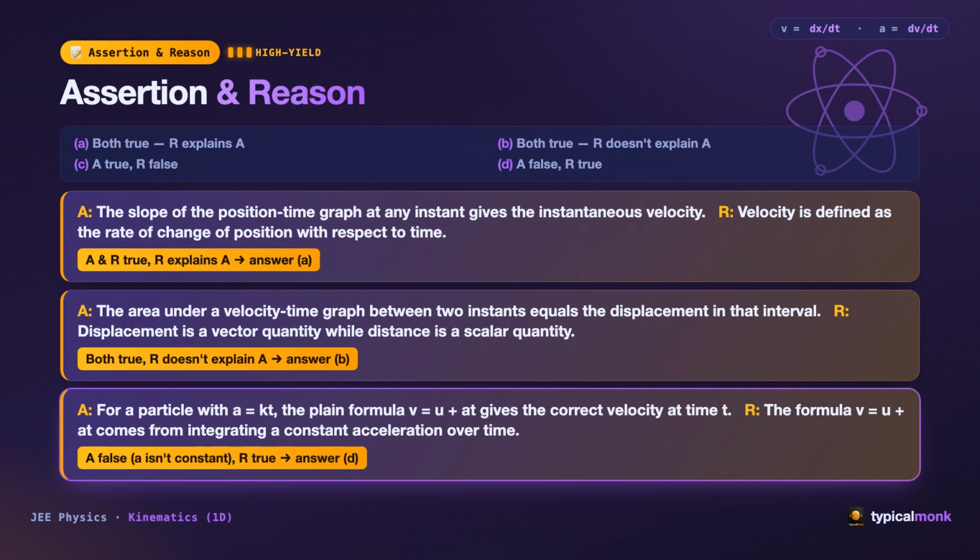Third one. Assertion. For a particle with acceleration a equal to kt, the plain formula v equals u plus at gives a correct velocity at time t. Reason. The formula v equals u plus at comes from integrating a constant acceleration over time. Check the reason first. Completely true. That is exactly its derivation. Now the assertion. False, because here acceleration is not constant, so that plain formula cannot be used at all. Assertion false. Reason true. Option D.